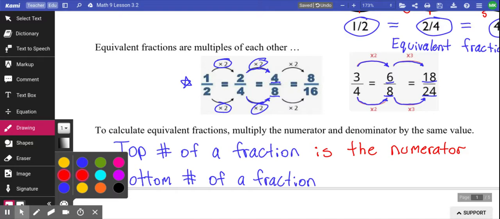Yeah, it's the denominator. Just terminology, right? It's stuff you've heard before, but you probably just forgot. I review it in every single grade, all the way up to grade 12, where it's just like, remember the top number is called the numerator, bottom number is called the denominator. Just because it's easy to forget.